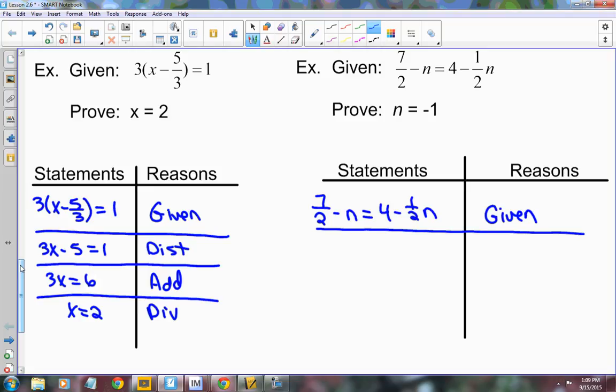What's the first thing we should do here? Yes. Multiply both sides by 2. I'm going to actually show this multiplication. Because it really is 2 steps here.